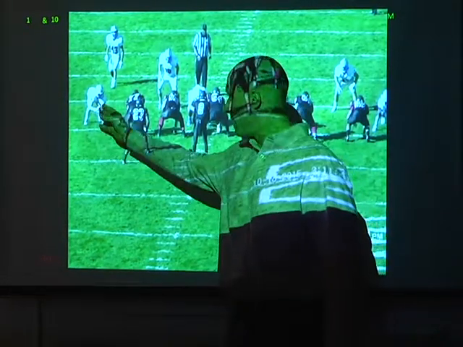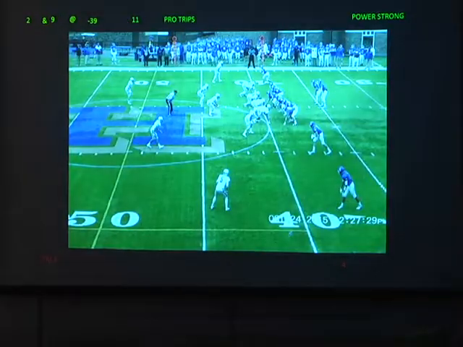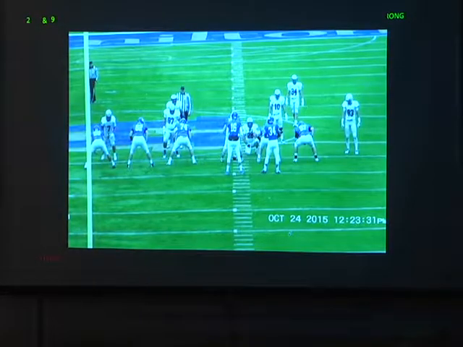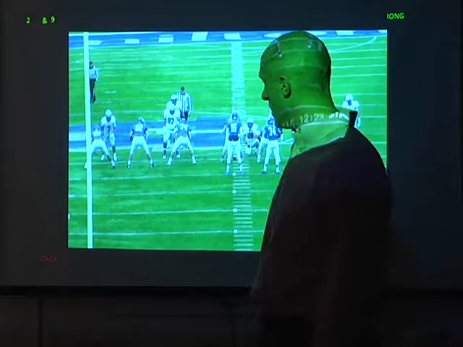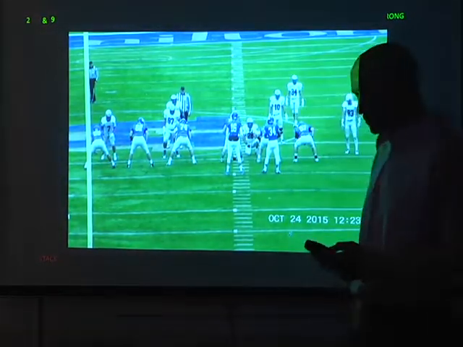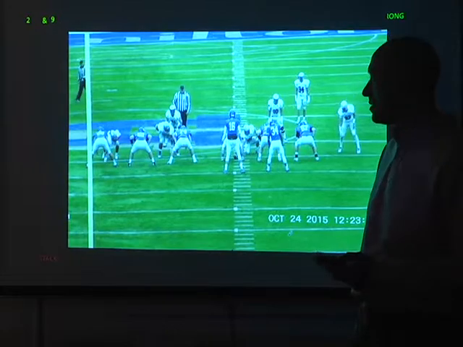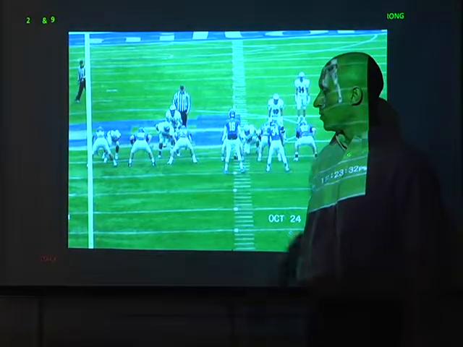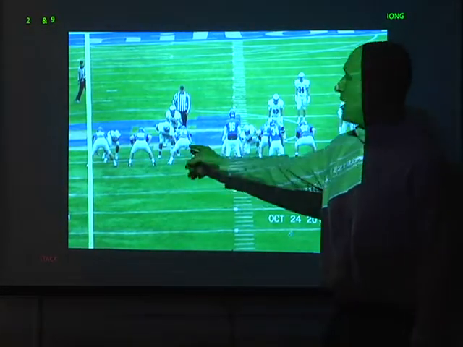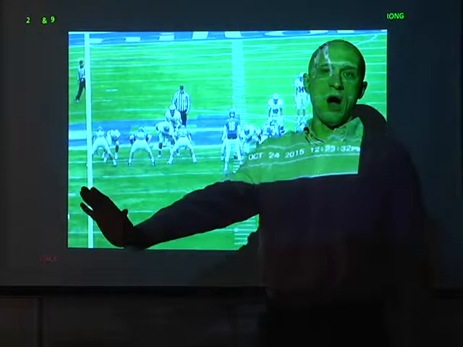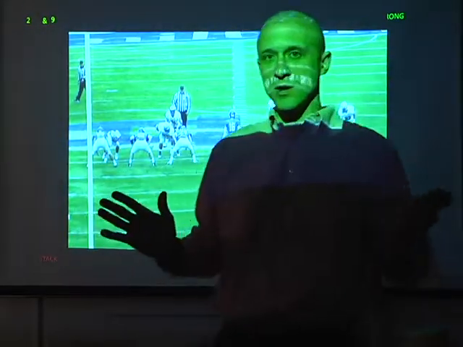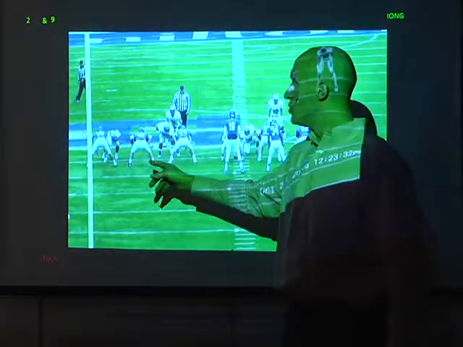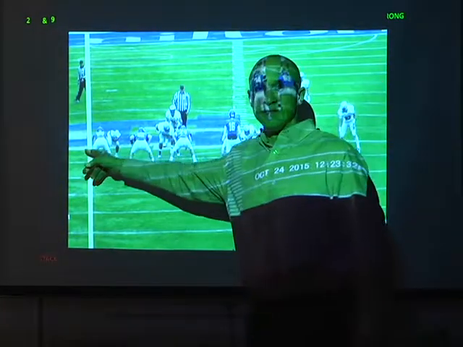Visual keys to tackle. Now C gap is our assignment. Okay, picture 2. We have a 3x1 pro trips formation, 11 personnel. The strength call in this picture is to the right as we're looking at it. The linebacker who moves out of the box in the apex position between the tight end and the number 2 receiver now is in D gap.